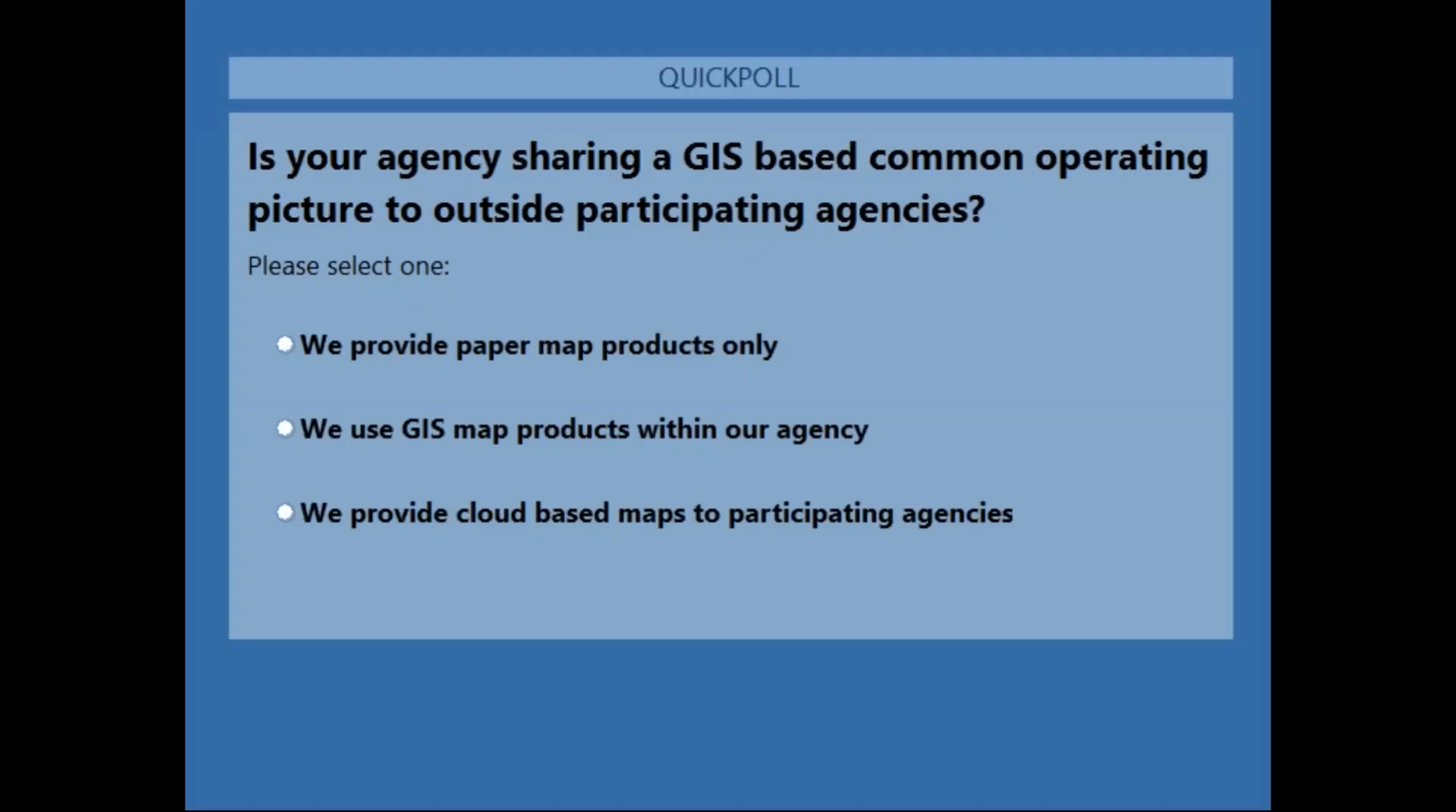So we've come to our second poll question. Please respond. Is your agency sharing a GIS-based common operating picture to outside participating agencies? The options here are: we provide paper map products only, we use GIS map products within our own agency, or we provide cloud-based mapping to participating agencies. So again, is your agency sharing a GIS-based common operating picture to outside participating agencies?